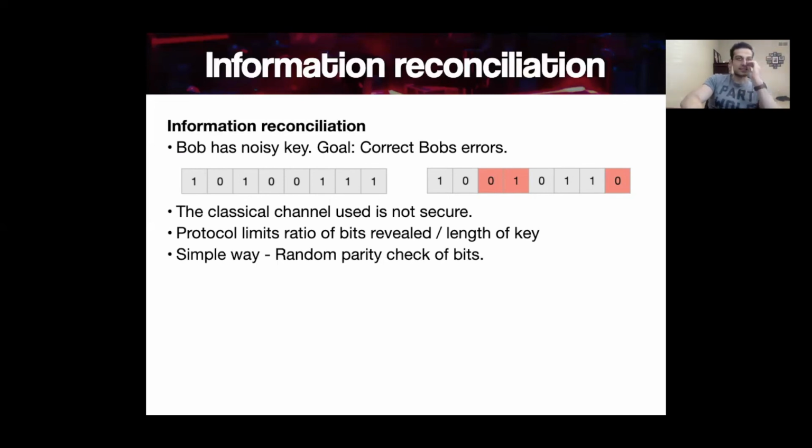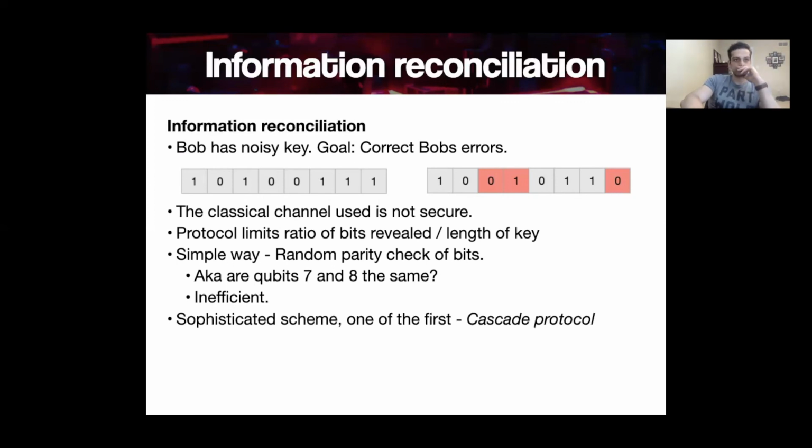A simple way just to illustrate how this could be done is you could do a random parity check of bits. So you essentially ask, are qubits 7 and 8 the same? You're not saying what they are, but are they the same? Well, if they are the same, good. If they're not, then you just throw them both away because you don't know which one is the one with the error. This is somewhat inefficient, like you're burning through a lot of bits doing this.